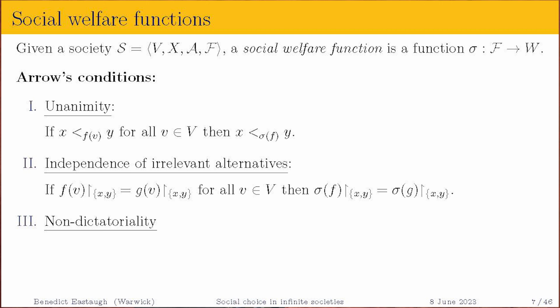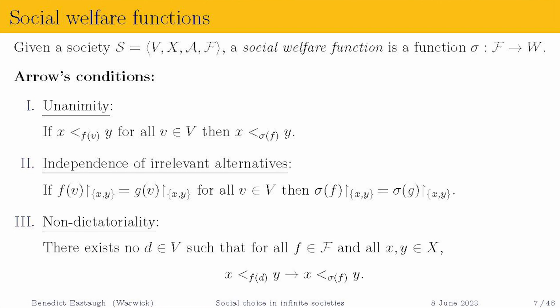And then finally, non-dictatoriality. This is also relatively intuitive. The idea is just there shouldn't be some one individual person in the society whose preferences are always carried out by the social welfare function. So it shouldn't be the case that if I prefer X to Y in some election, the social welfare function does. In all cases, it shouldn't be that I always get my way, or anybody. No one should always get their way.